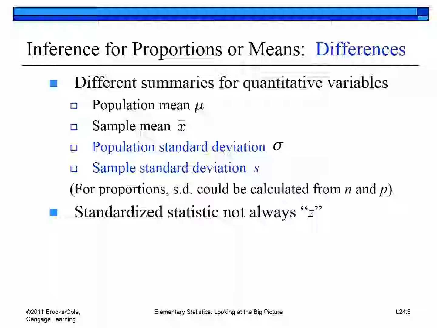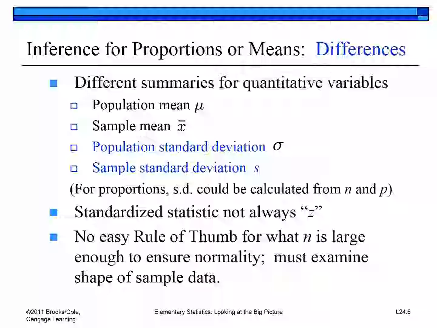The biggest difference you'll find is that when we standardize, we're not always going to call it z, because we can't always assume that it will follow the normal distribution. There's no easy way to give a rule of thumb for how big n has to be to get normality. To know how big n needs to be, we have to look at the shape of the sample data, as we did before. The more normal the sample looks, the smaller n needs to be. The more skewed the sample looks, the bigger n has to be.